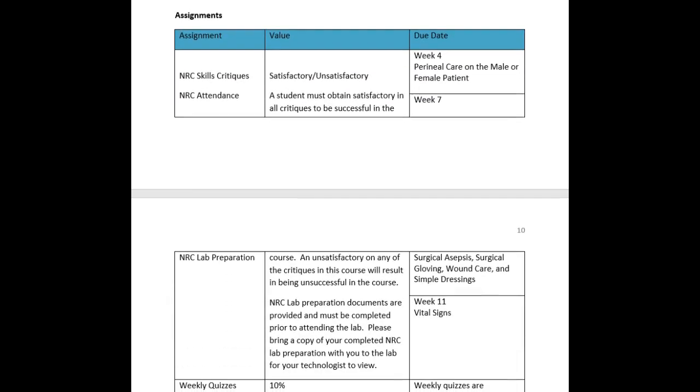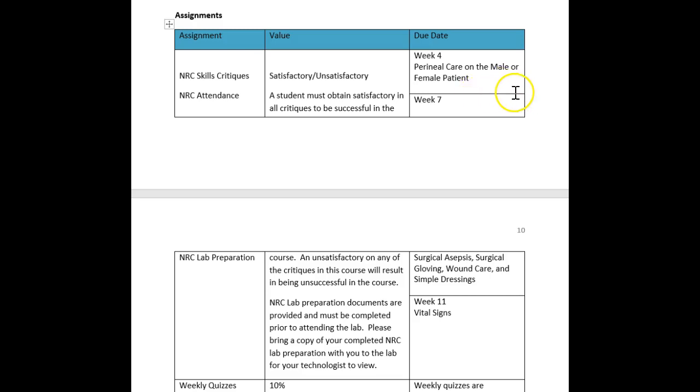The other thing that I want to review about this course really is the assignments and how you will be graded. Within this course, there will be what we call NRC skills critiques. Those are going to be 3 opportunities where you're going to demonstrate to your lab technologists your ability to safely perform the skill. These will happen in week 4, week 7, and week 11. You can see that the skill that is being critiqued is written right there, and it's also outlined in our weekly schedule that we discussed above.